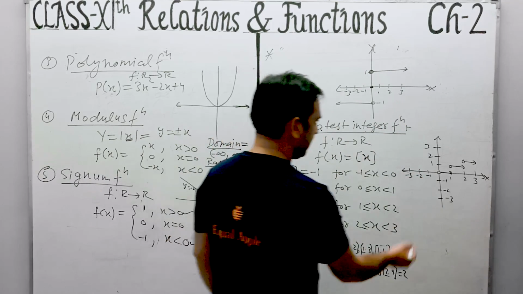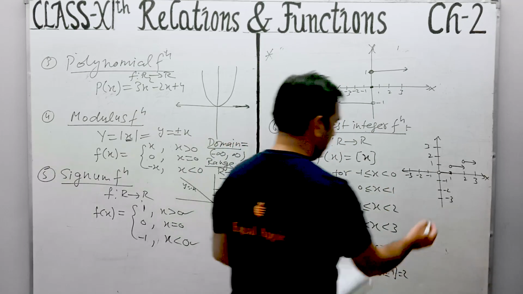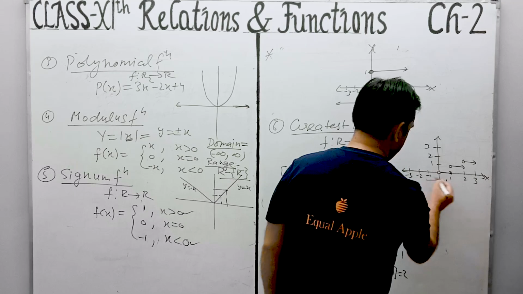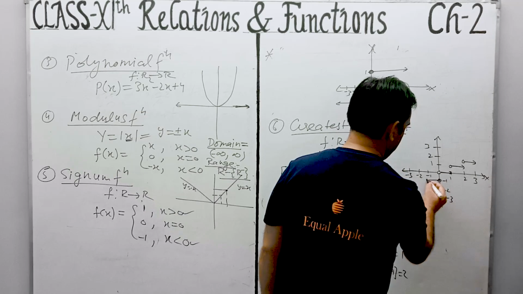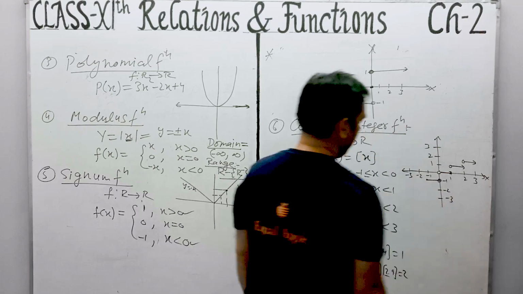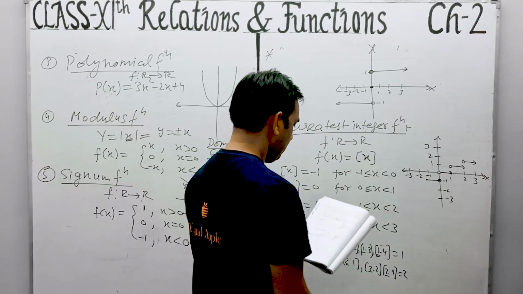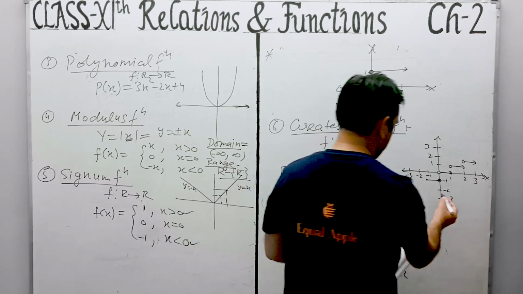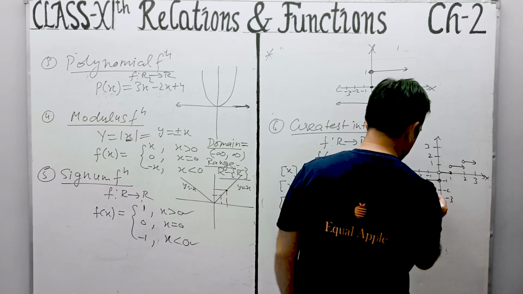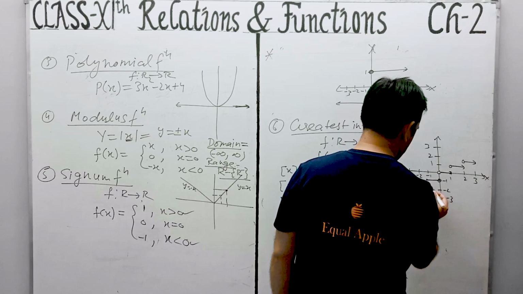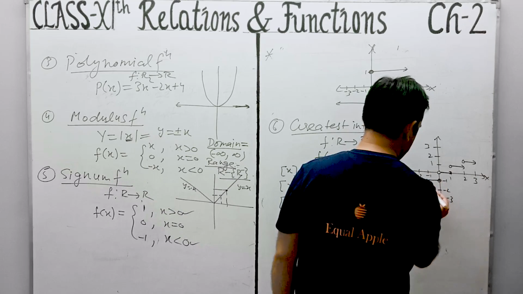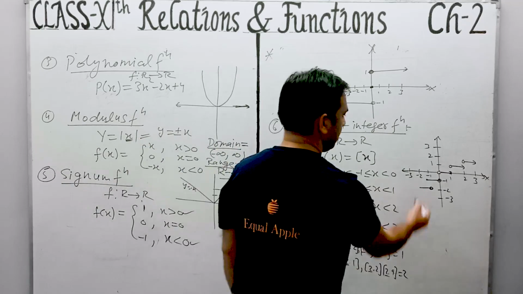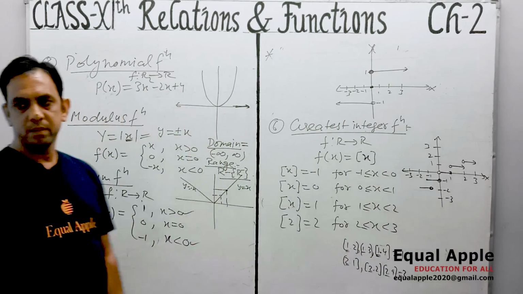The same goes for the negative values. For x from -1 to 0 the value of the function is -1, and from -2 to -1 the value is -2. So this is how we can show the greatest integer function, right?